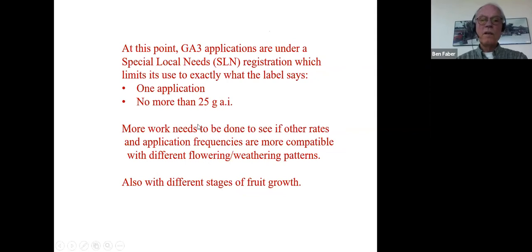More work certainly needs to be done to see if rates and application frequencies are more compatible with different flowering and weathering patterns. The work that Carol has done so far has identified the ideal time for one application. So in the future, it may be determined that other application frequencies and timings, also at different stages, might be just as satisfactory.